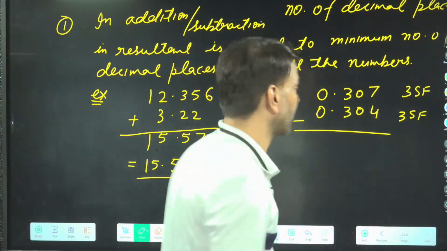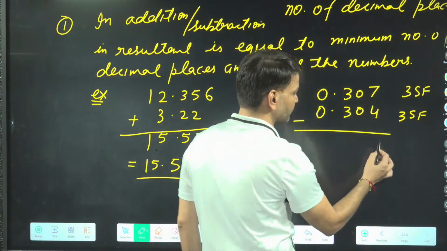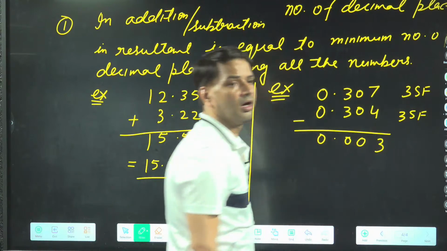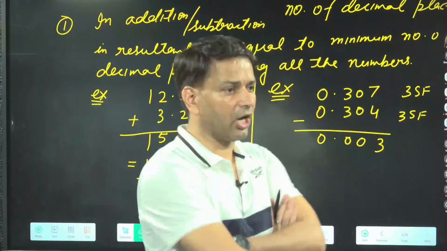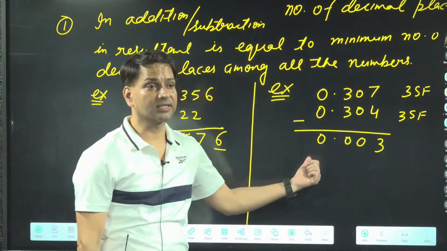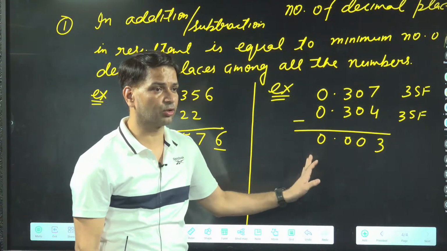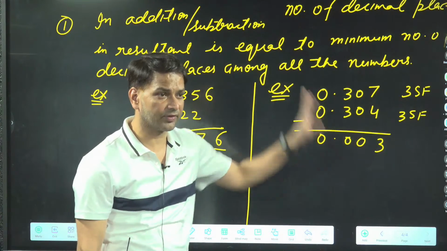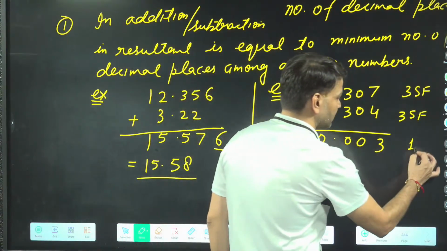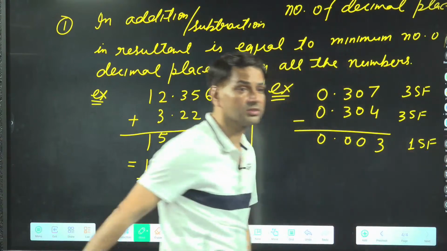Now when you subtract, what will you get? 7 minus 4, 3, 0 minus 0, 0, 0. Now 0.003, how many significant figures? So this number is less than 1. Less than 1, so all the zeros just right of the decimal are insignificant. Rule number 3. So that's why these are insignificant. So how many significant figures will you get? 1 significant figure.